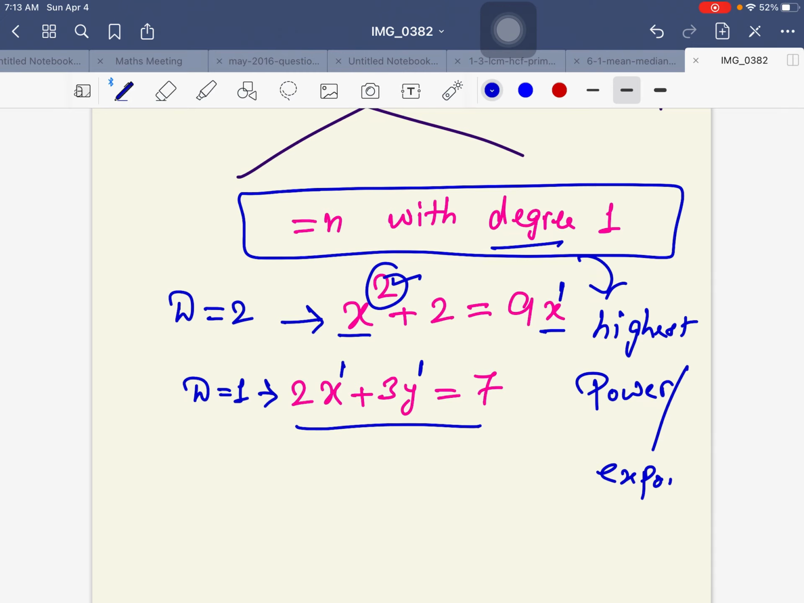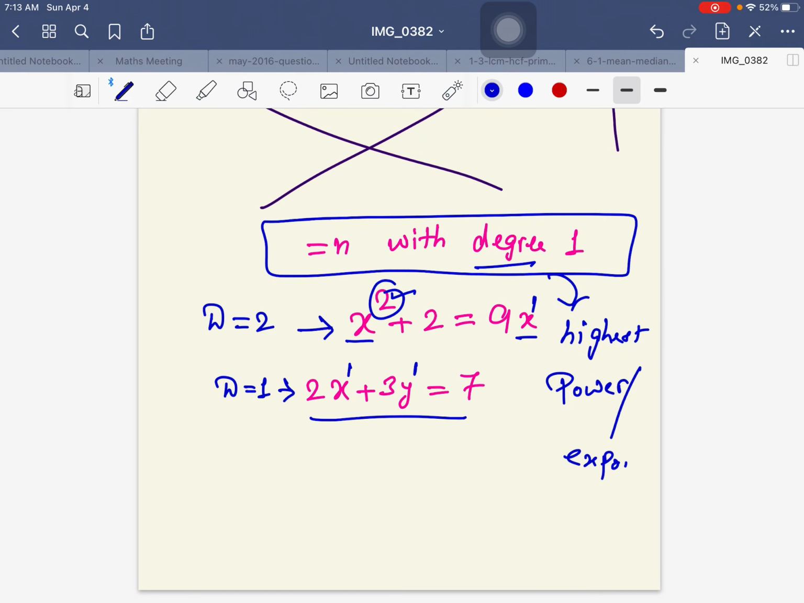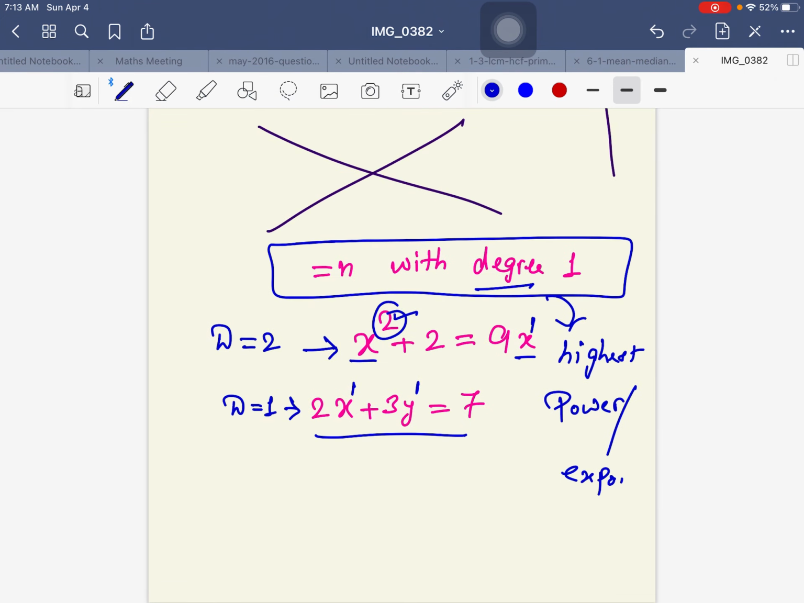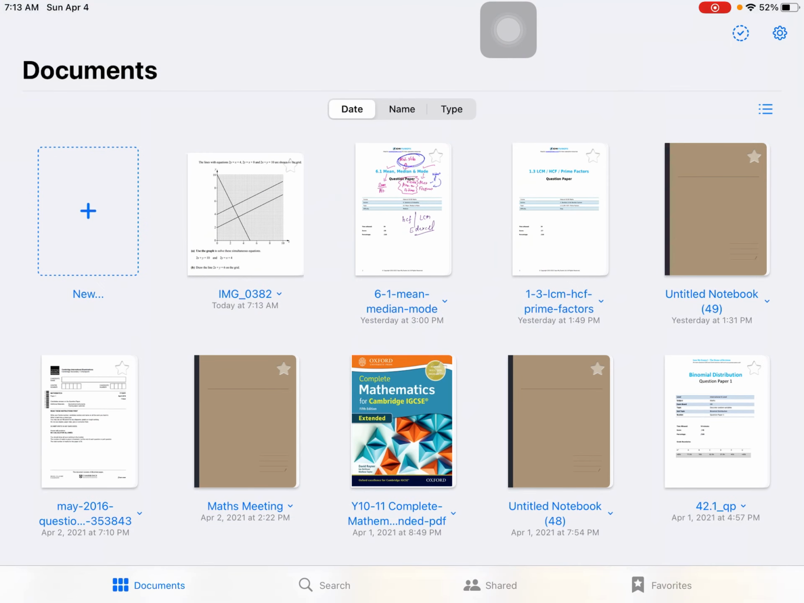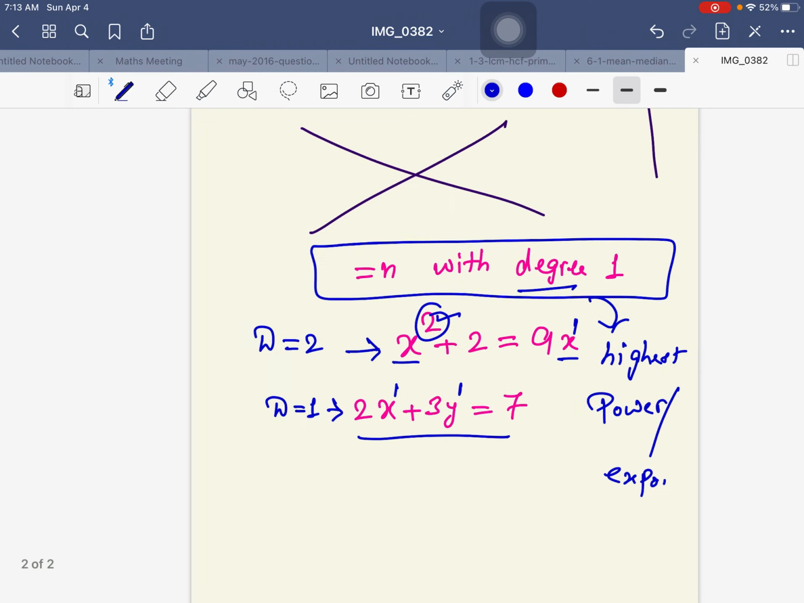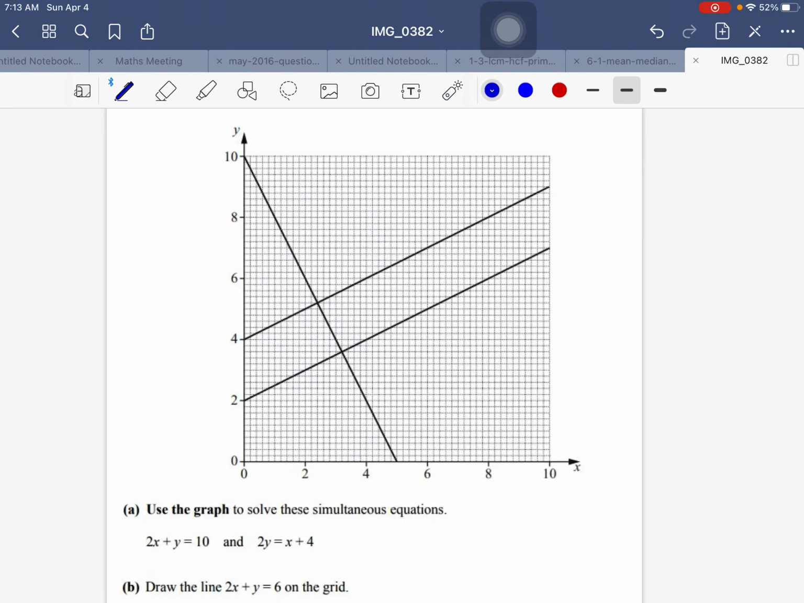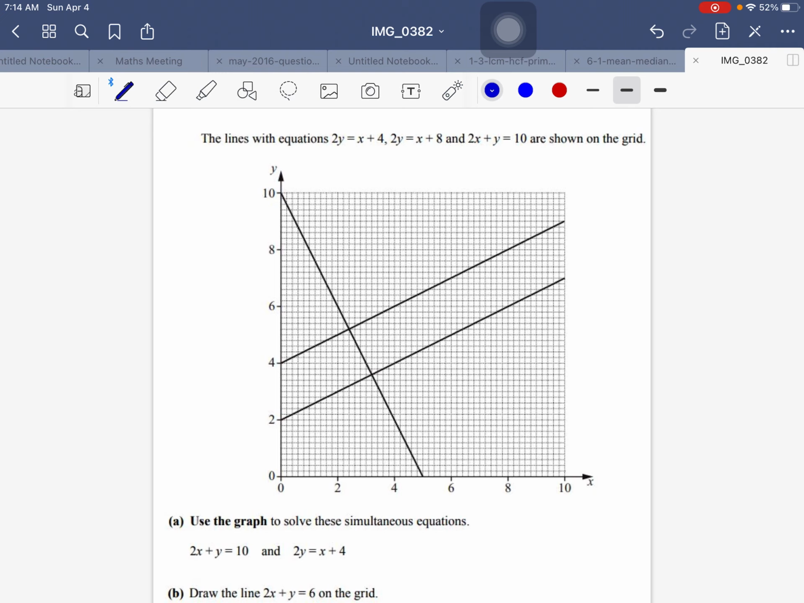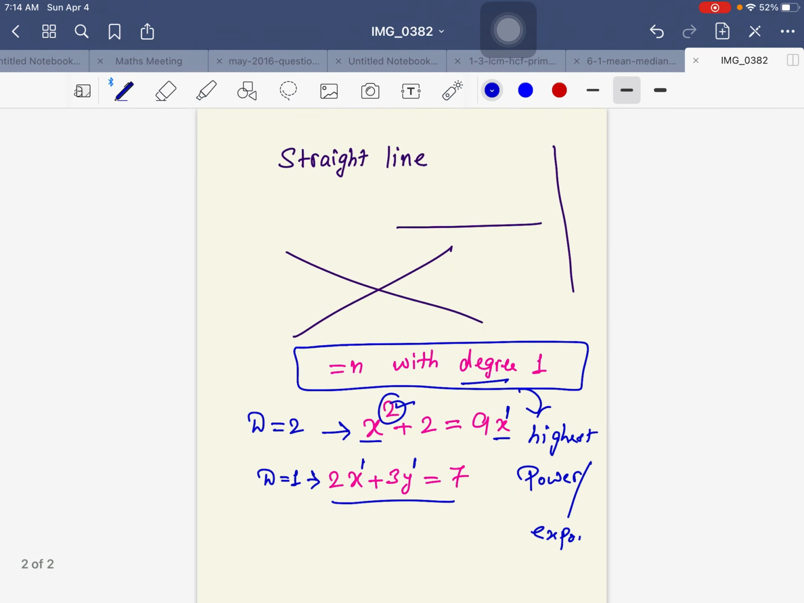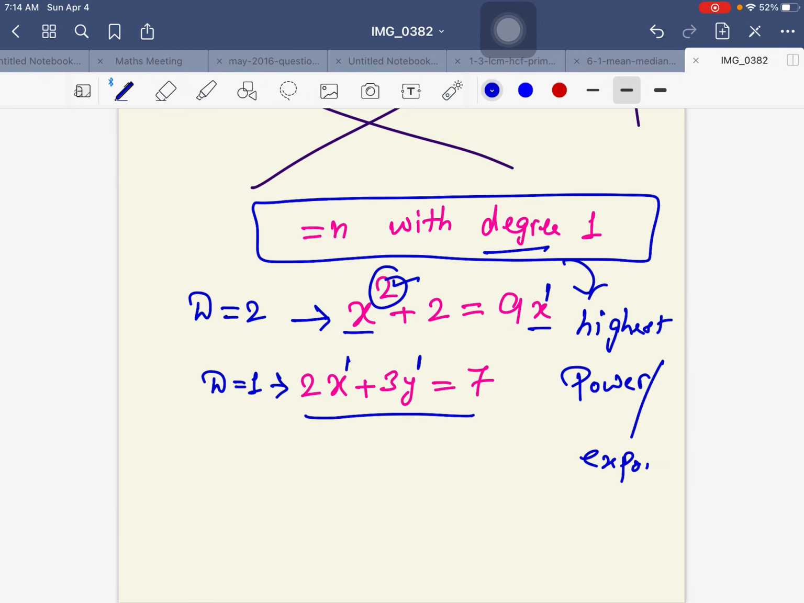Why do you need to know this? Because the questions we were talking about on this side need an understanding of straight lines. What is the equation of a straight line? You're going to learn the equation of a straight line in the standard form, which is y equals mx plus c.